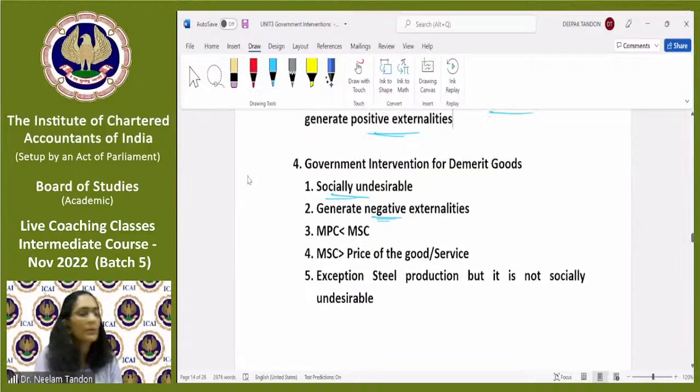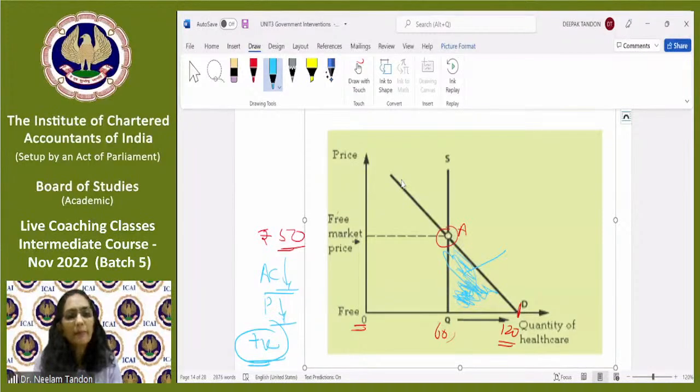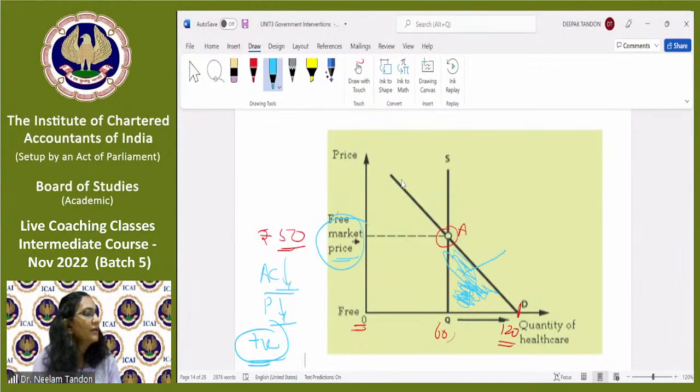Yes, Mukta. So it is at 50, but the point is that it is at 50 because it is market driven. If the government takes the charge and gives it free, then only you can reach here. No. So because of the market, you are here.